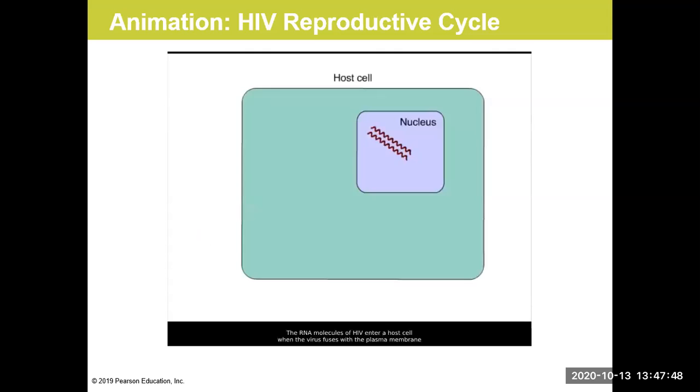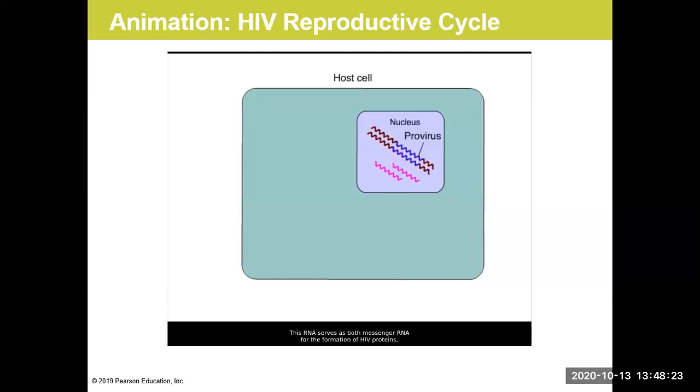The RNA molecules of HIV enter a host cell when the virus fuses with the plasma membrane and the coat proteins are removed by enzymes. Reverse transcriptase catalyzes the synthesis of a DNA strand complementary to the viral RNA strand, and then a second DNA strand complementary to the first. The double-stranded DNA is incorporated as a provirus into the host cell's chromosomal DNA, where it may lie dormant for years. Occasionally, the provirus is transcribed into RNA.